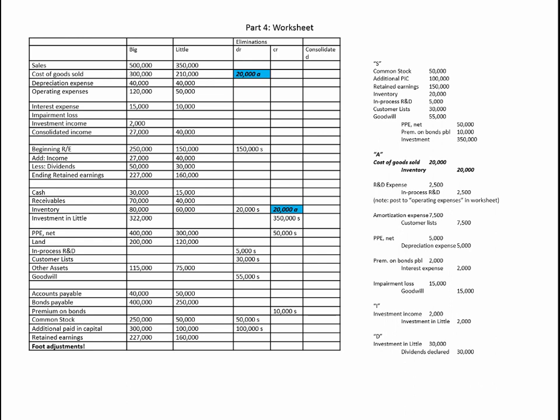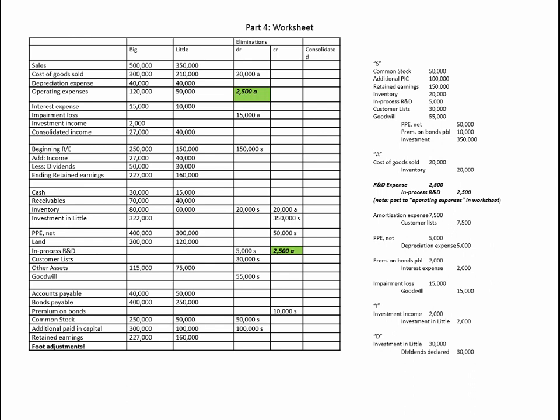Next, we need to post our A for amortization entries, and again, debits to the debit column, credits to the credit column. So for the first one, we're going to go ahead and adjust a debit to the cost of goods sold up in the income statement and a credit to inventory down to the balance sheet. We record $2,500 of R&D expense, and we credit in-process R&D down in the balance sheet.